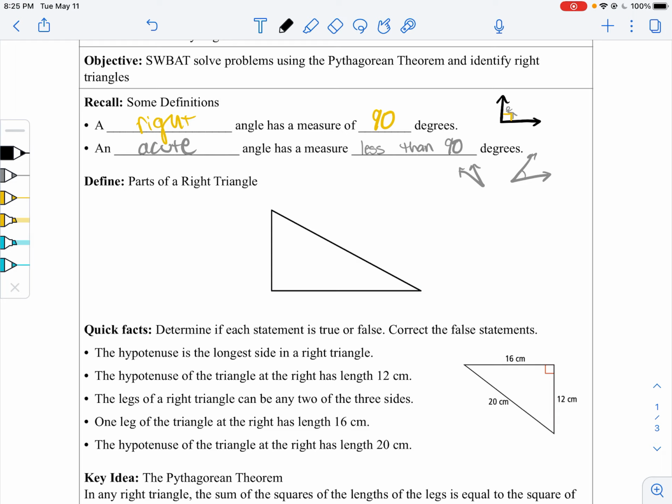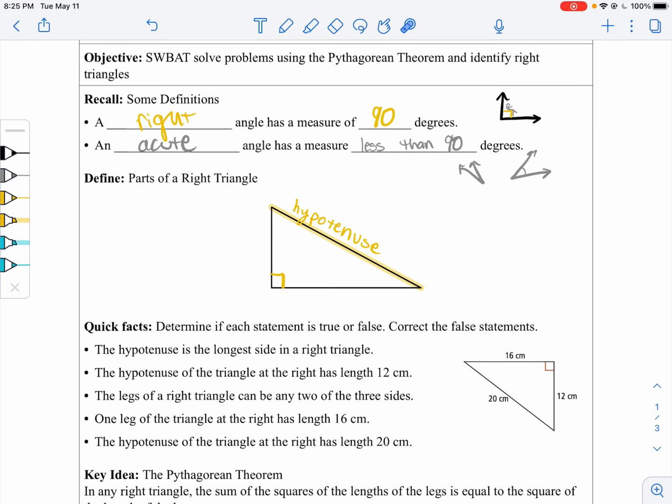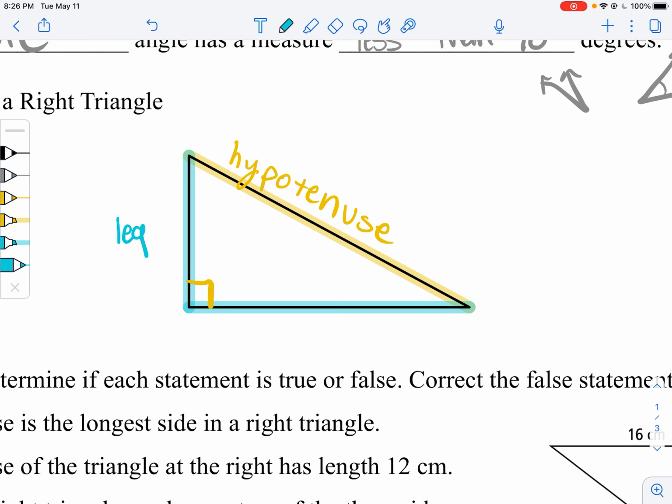Perfect. This angle right here is going to be the right angle. And the side across from it has a very special name. He's no hippopotamus, but he's a hypotenuse. Like hypo as in under, ten as in 9 plus 1, use as in utensil. Hypotenuse. And then if you're not a hypotenuse, you're a leg. So the sides adjacent to the right angle we call legs. So this is a leg and this is another leg.